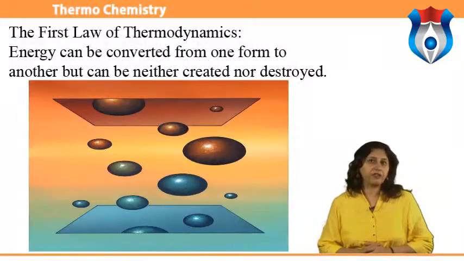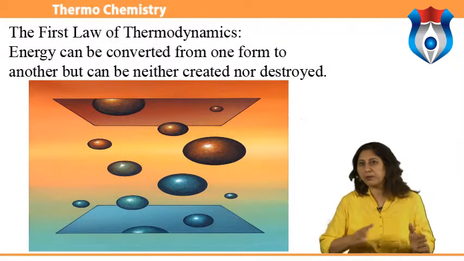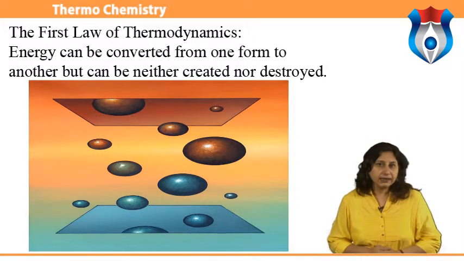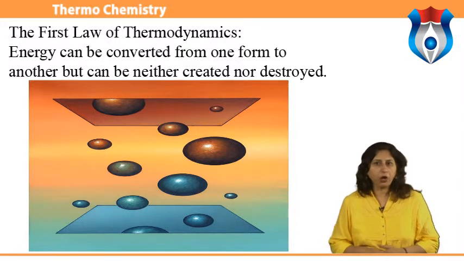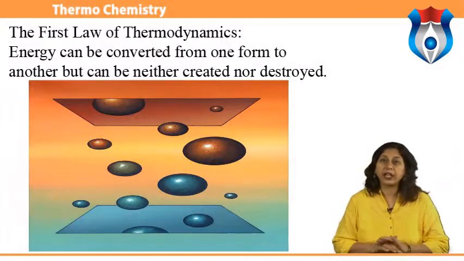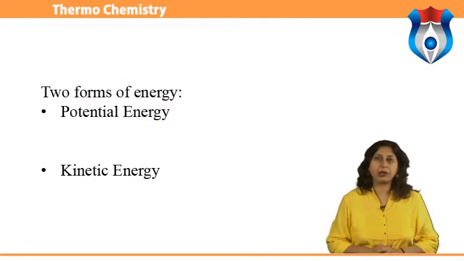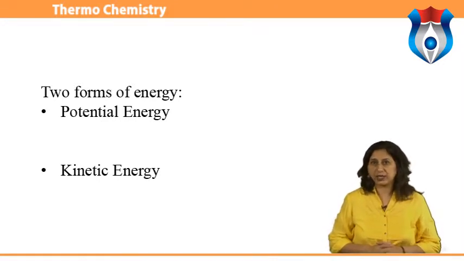The first law of thermodynamics. Energy can be converted from one form to another, but can be neither created nor destroyed. This is also known as the law of conservation of energy, or more simply stated, you cannot get something for nothing. In this context, we will talk about the two forms of energy. Potential energy, due to position or composition of object. Kinetic energy, due to motion of object.